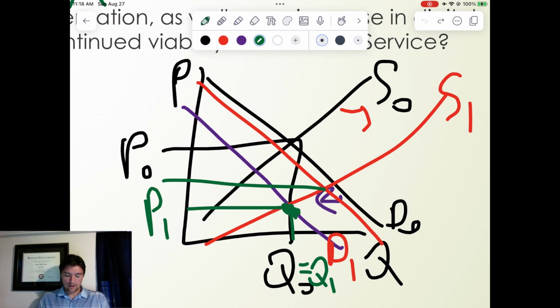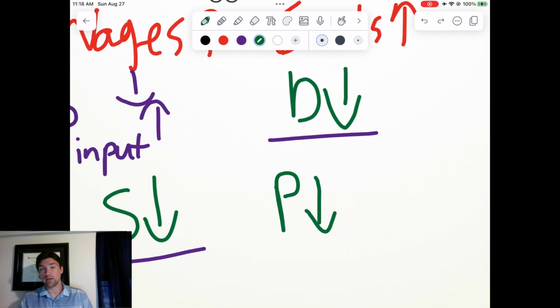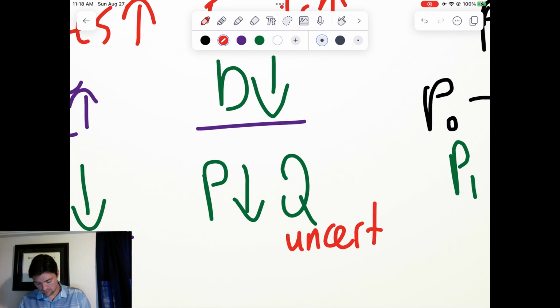So in all of these situations, I'm getting different answers for quantity, but I'm always getting the same answer for price. So based off of this information, like this is all we know, that demand decreases and supply decreases, since this is the only thing you know, quantity will be uncertain. But we do know what happens to price. Price, every time, no matter how we drew it, price definitely went down.